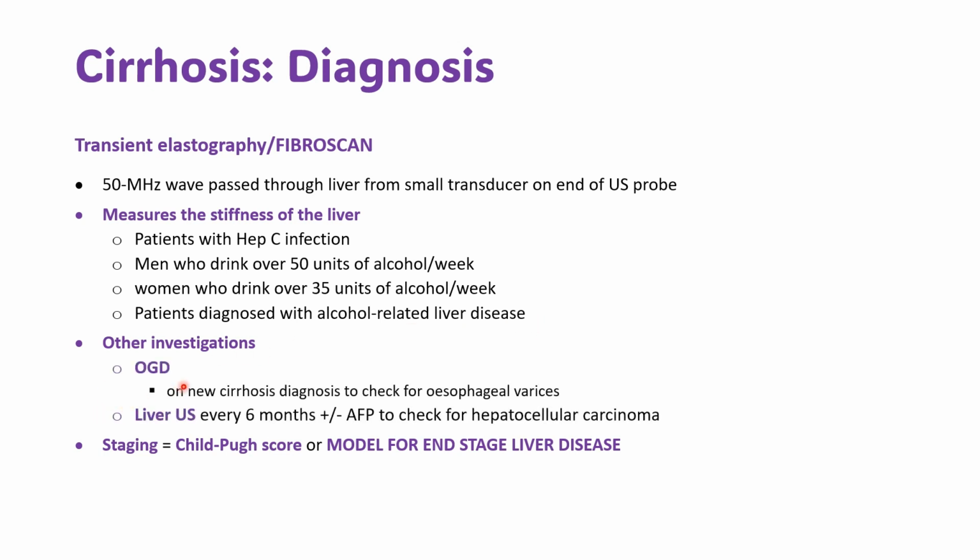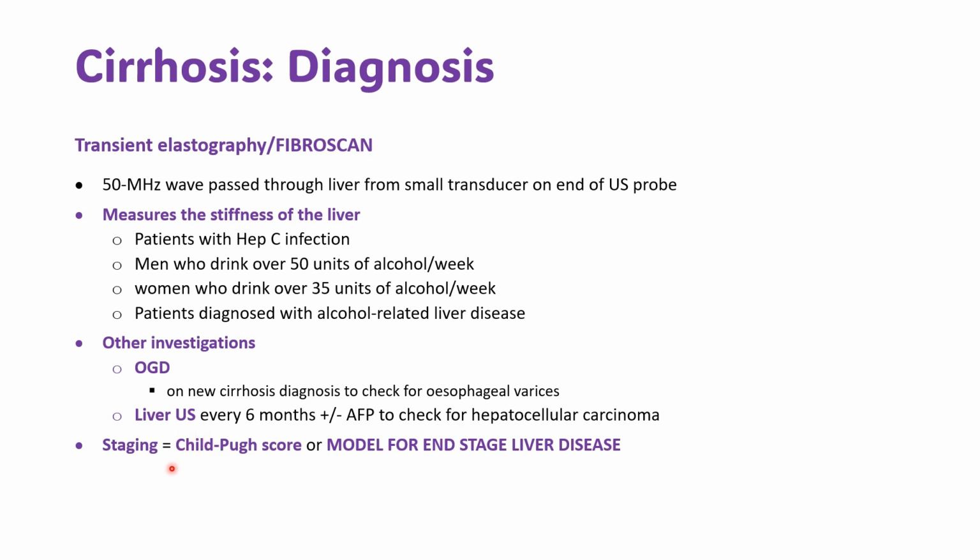Other investigations to consider include an OGD, an upper GI endoscopy, where they pass a camera down the esophagus and look in that region. It's done on a new cirrhosis diagnosis to check for esophageal varices, which are dilated esophageal veins. Remember, this is because of the portosystemic shunts. Patients will also have a liver ultrasound every 6 months, plus a blood test for a substance called alpha-fetoprotein. Alpha-fetoprotein tends to be raised in hepatocellular carcinoma, liver cancer, so that's what happens in terms of monitoring for that too.